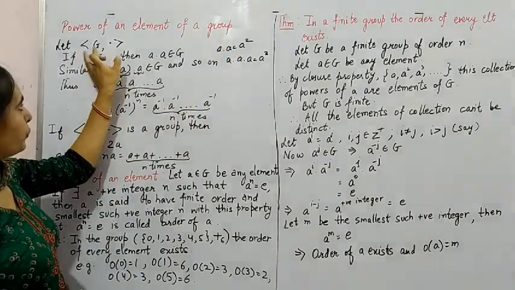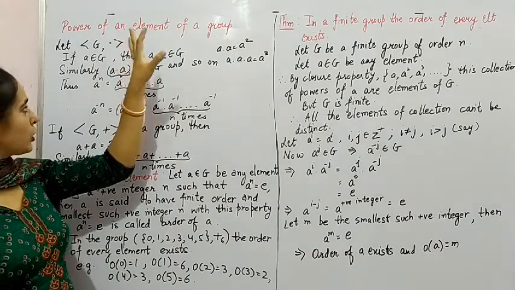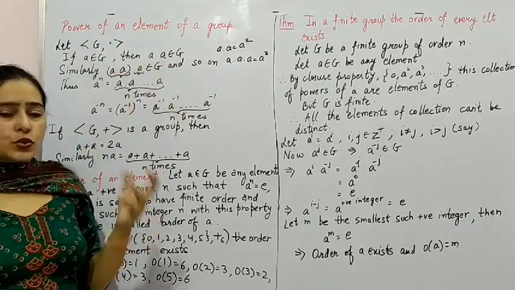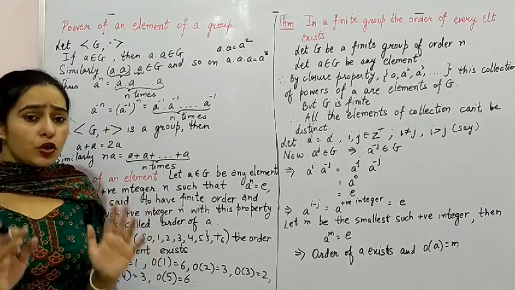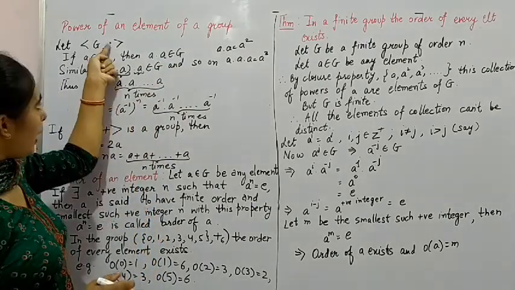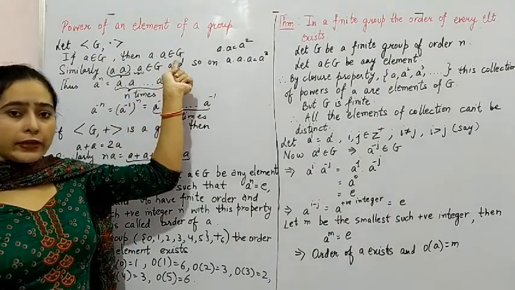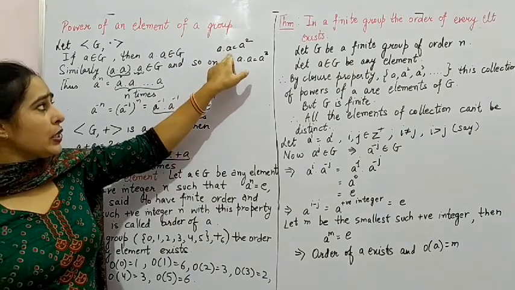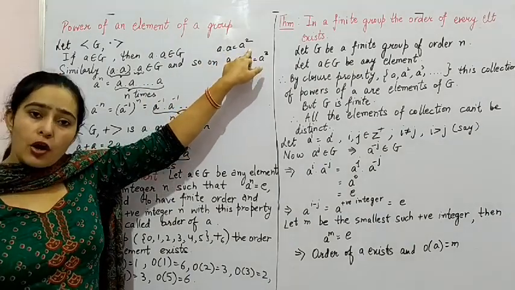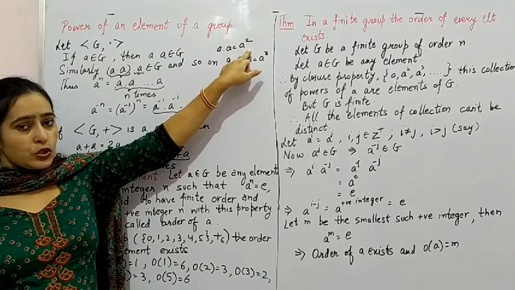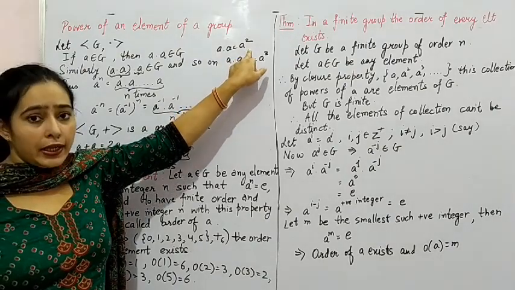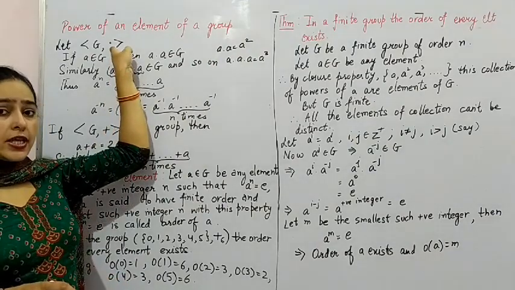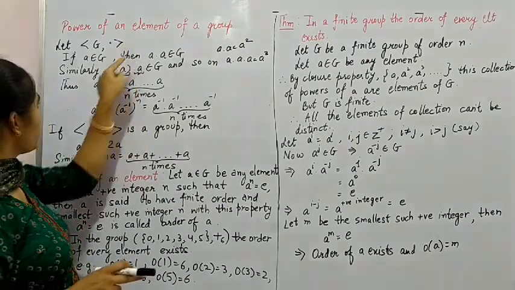Firstly, we take a group with binary operation multiplication. If a belongs to G, then a multiplied by a belongs to G. Clearly, by the closure property, if we multiply two elements of the group, we get an element of the group. So a into a belongs to G, and we can write a into a is equal to a square. That means if a belongs to G, then a square must belong to G according to the closure property, when multiplication is the binary operation in the group.